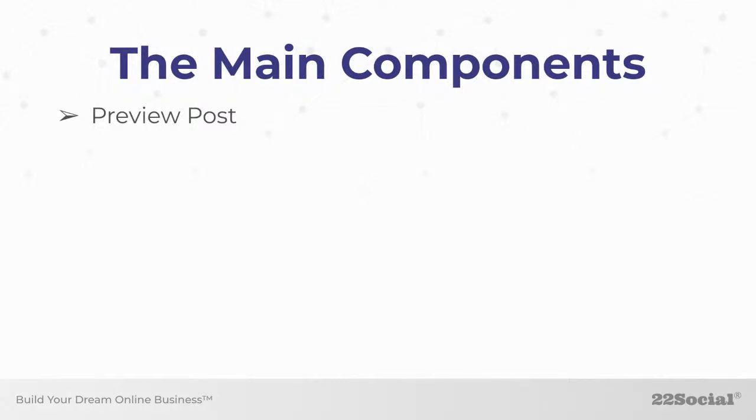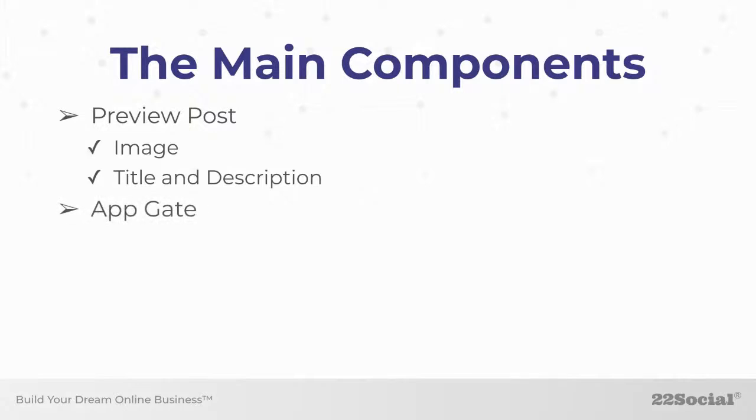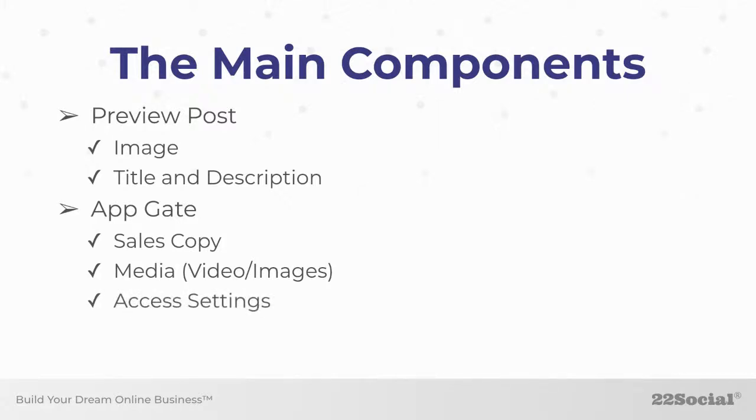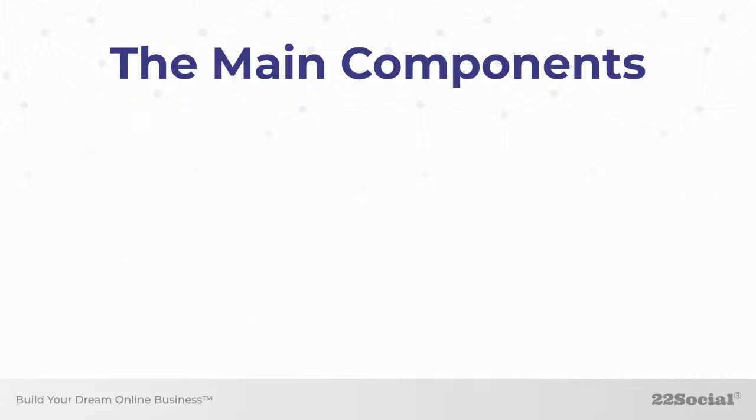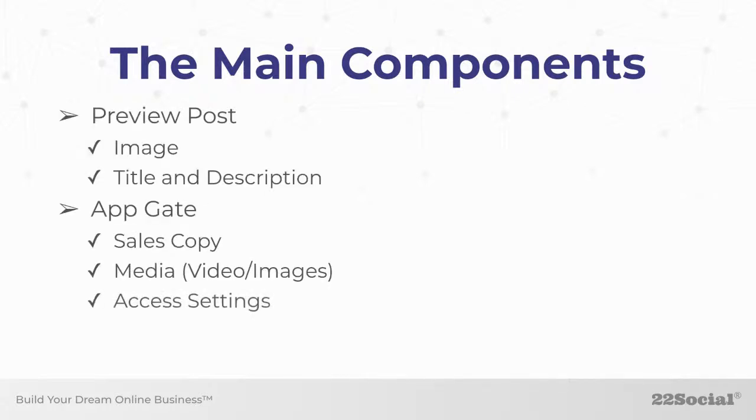That's the image that people see when they first share that link on Facebook, or when you share it to your Facebook page or on your profile. We want to cover what should be on there and how to update that. Also, the app gate, your sales copy, some formulas for what you could have there, video or images that you may have in your app gate, which is basically your sales or opt-in page, and the access settings that we recommend for that. So that's the first part.